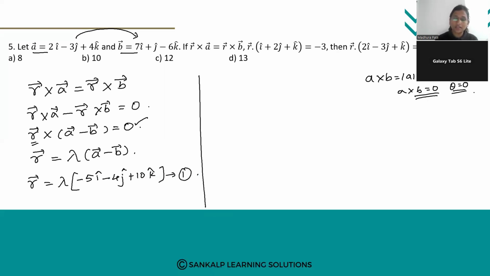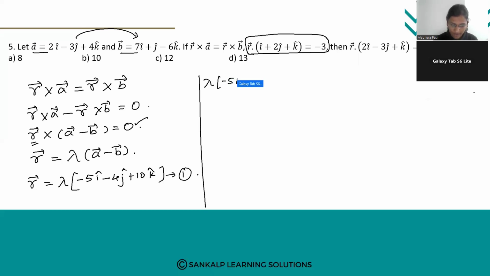What next information are they telling? The dot product of these vectors is minus 3. Okay. Now from equation 1, R value we will use. So R vector we have got, and they are telling the dot product is minus 3. Yes. So from this I can write lambda into (minus 5i minus 4j plus 10k) dot, they have given this as i plus 2j plus k, equals minus 3. Okay, fine. Anyhow, lambda is a constant. It's a scalar.